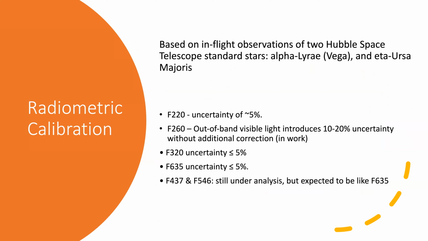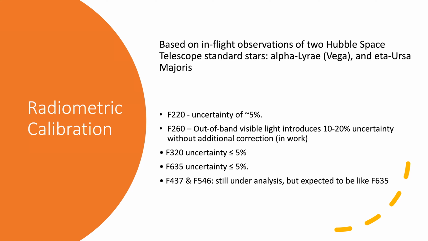So the radiometry is actually quite good. For the 320 and the 635, the ones that have been most heavily analyzed so far, our radiometric precision is better than 5%. And this is awesome for imaging, so lots of good work can be done. The other two visible channels are still under analysis, but there's no reason to think that they won't be as good as the 635 or the red filter.